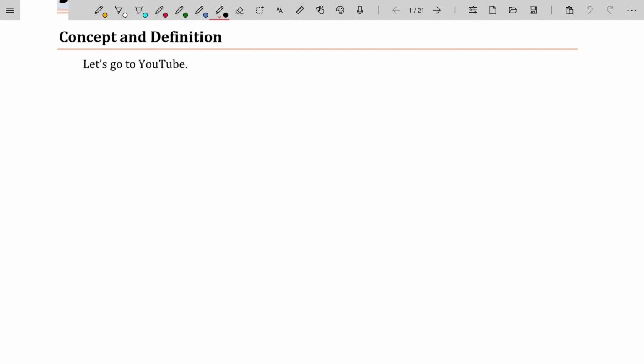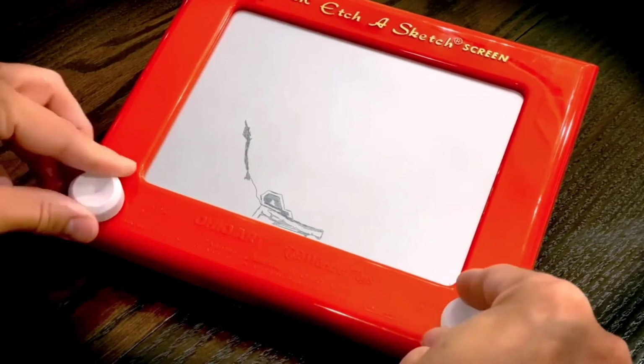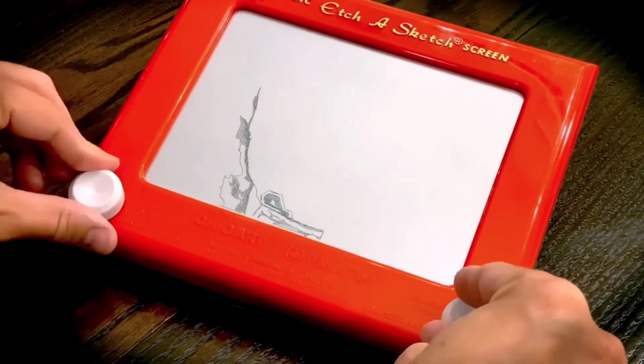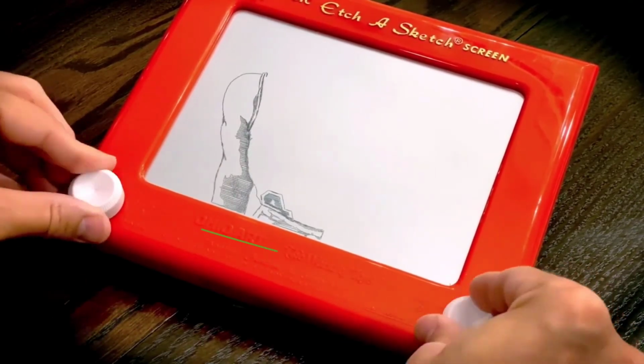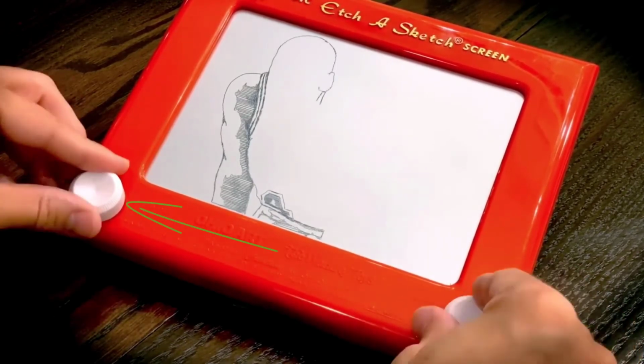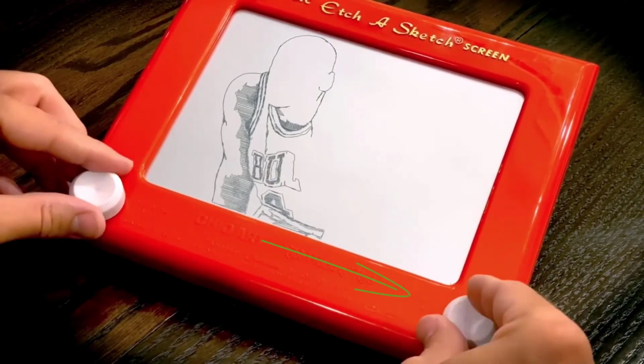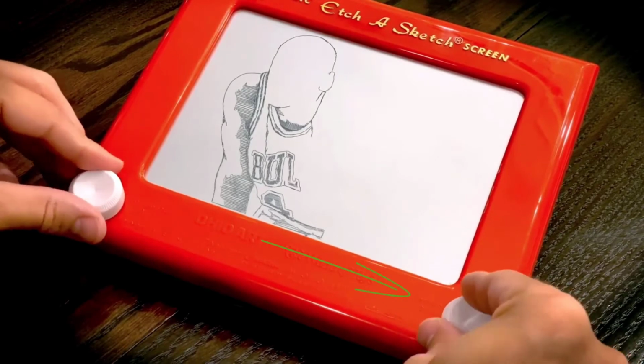So let's go ahead and delve into the concept of what a set of parametric equations is and what a parametric or plane curve is. Parametric equations are essentially like an Etch-a-Sketch. The left knob on an Etch-a-Sketch, which you can see right here, controls the horizontal movement or the x-axis. And the right knob controls the vertical movement or the y-axis movement.